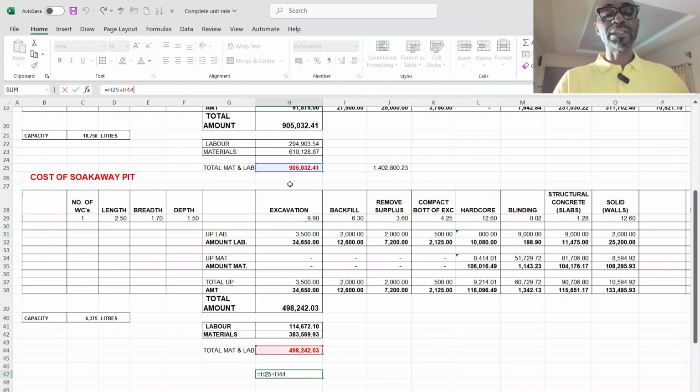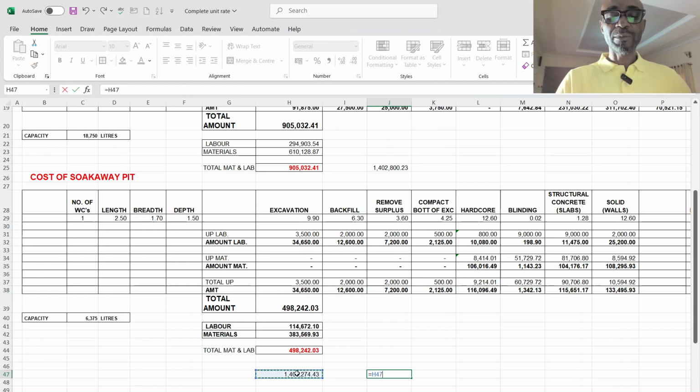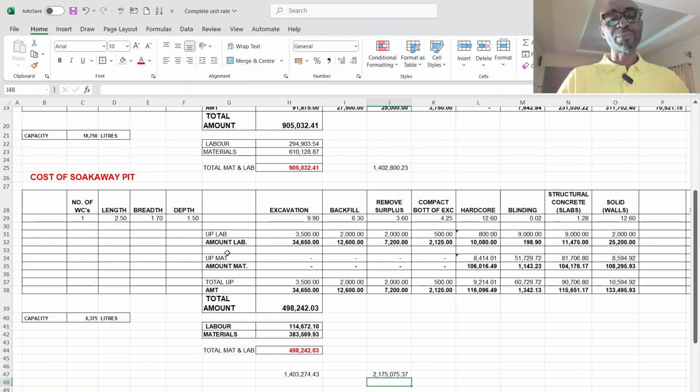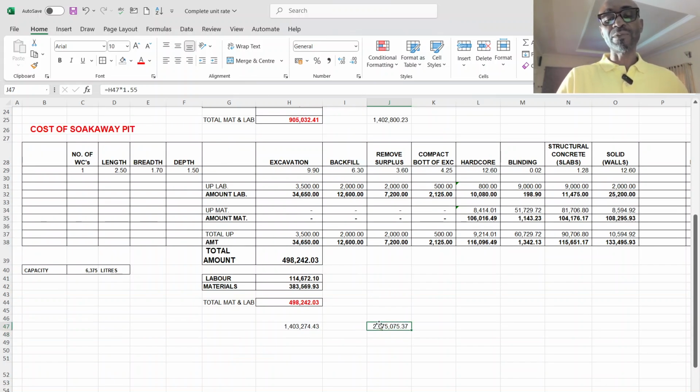If you add these two together and multiply by 1.55, for the septic tank and the soakaway of that size, it's going to cost 2,175,000.